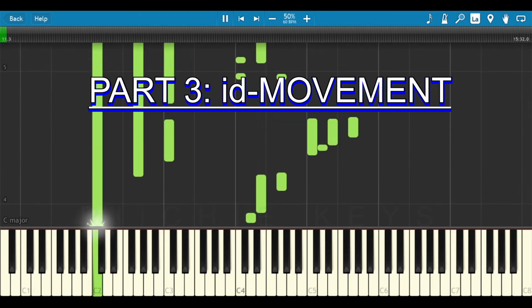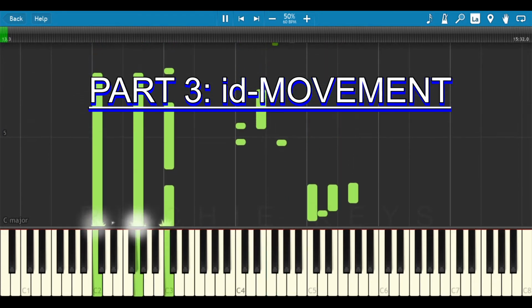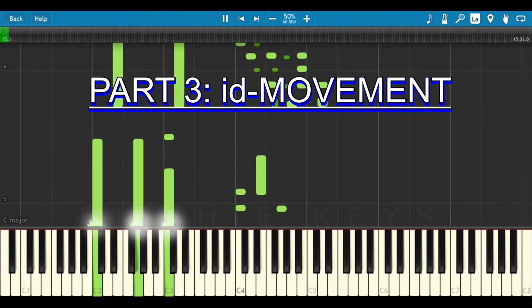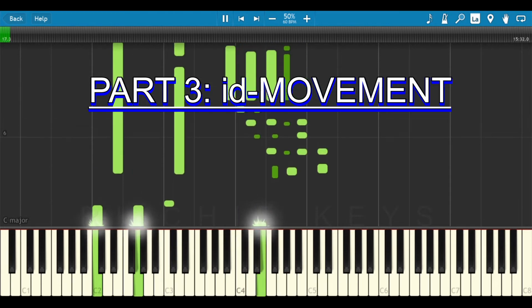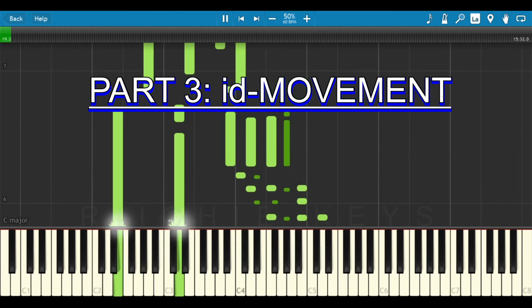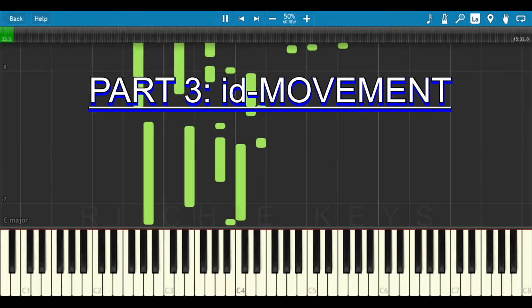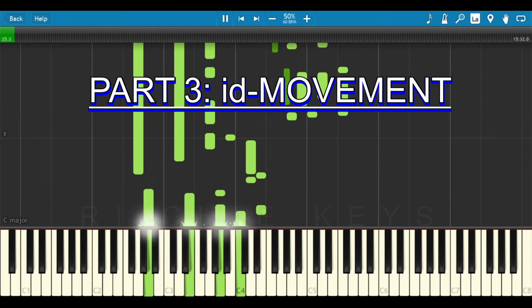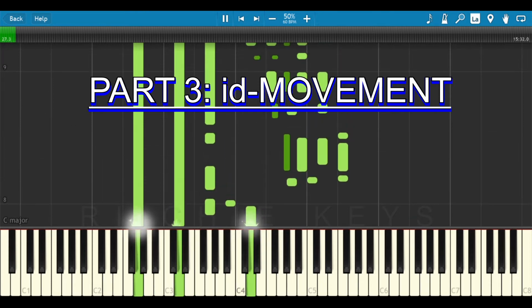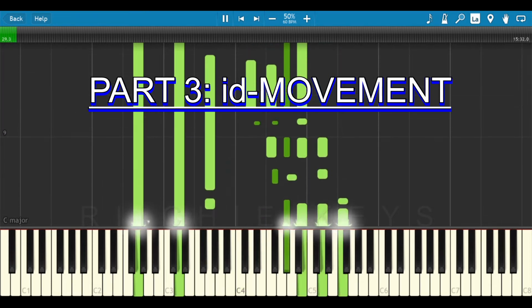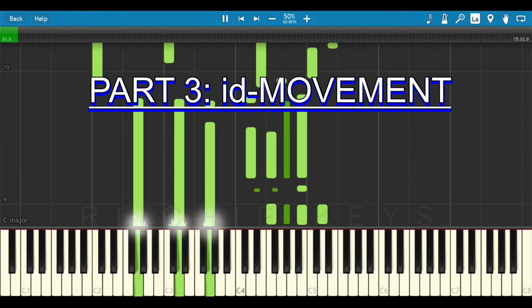In the previous lessons, we learned about dominant seventh chords, using the dominant seventh chord as a passing chord, and our second lesson was about diminished chords. This is our third lesson, and in this lesson we are going to talk about ID. I call it ID passing chords.